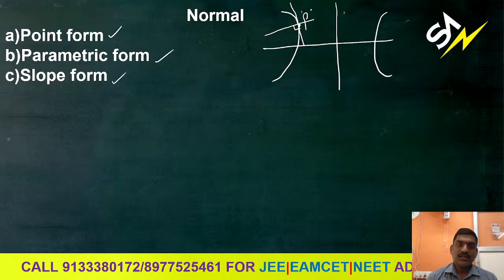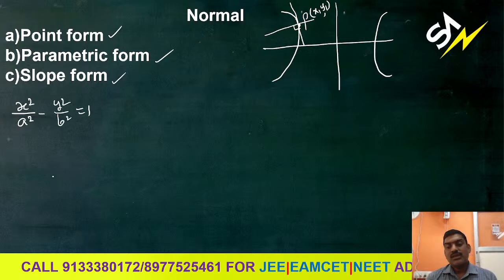First, let us take the point as x1 comma y1. And what is the equation of the hyperbola? x square divided by a square minus y square divided by b square is equal to 1.